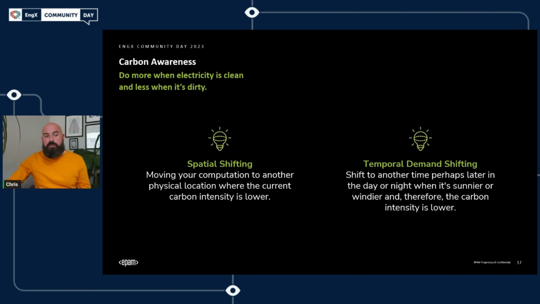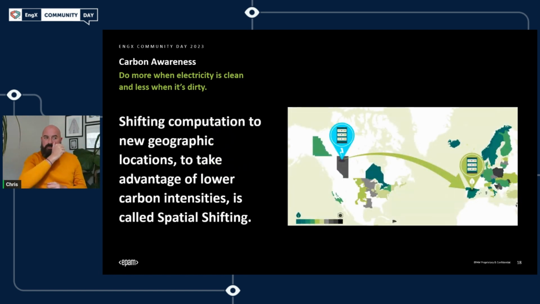But what is important before we go on to the next slide is that these mechanisms, and I get so excited about this because they're in use already, have been shown in studies to reduce carbon by 45% all the way up to 99%, depending on the type of renewables that are powering the grid at that time. So let's jump into the first one. This is spatial shifting. This is the idea of moving your computation to another physical location where the current carbon intensity is lower.